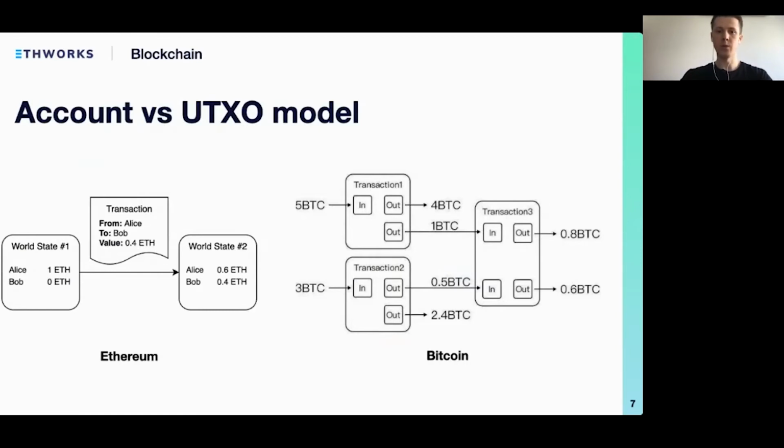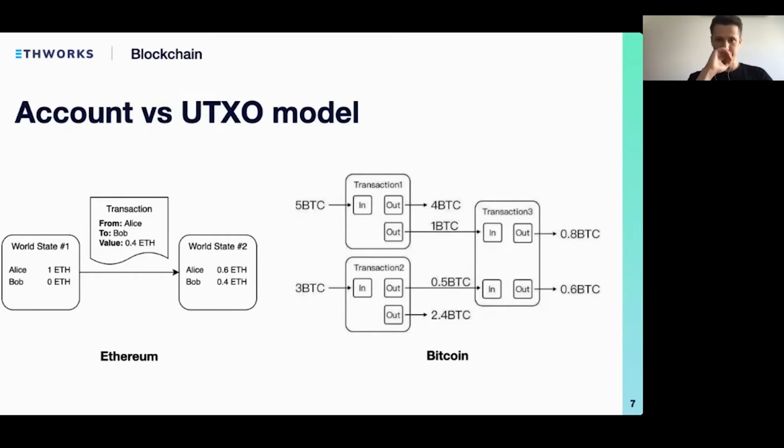We have two models of blockchains. The first one is called the account model, and the other UTXO. Ethereum uses the account model, which is easier for humans to understand. So we have accounts just like your bank accounts, where you have some balance, and then transactions are transfers of money from one account to the other.